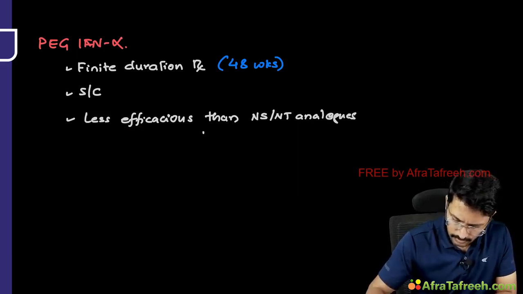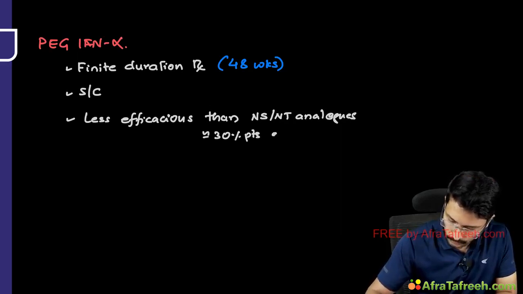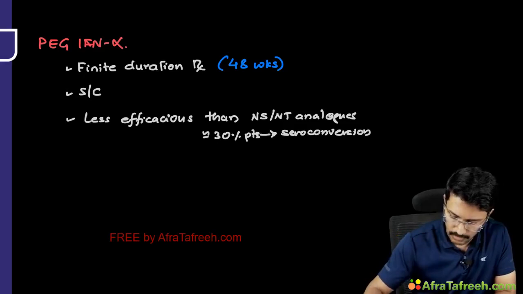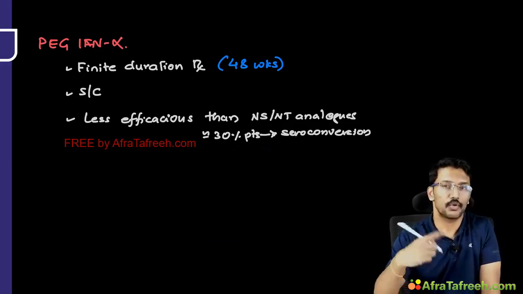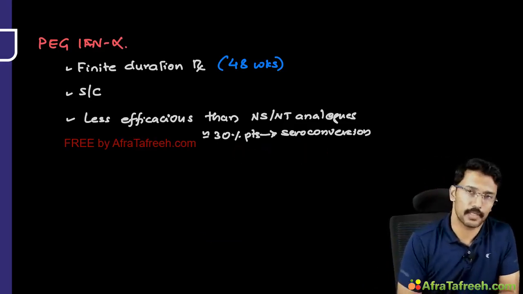So around 30% of patients will achieve seroconversion with the treatment. What do I mean by that? That means that 30% of the patients will develop anti-HBs antibody, and thus they will get cured. So the remaining 70% will continue to have viruses in them, right?